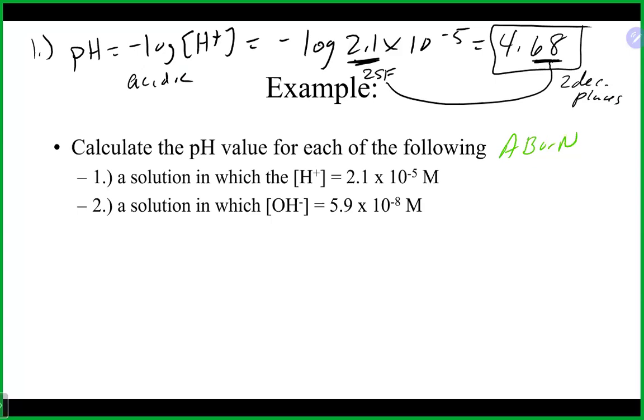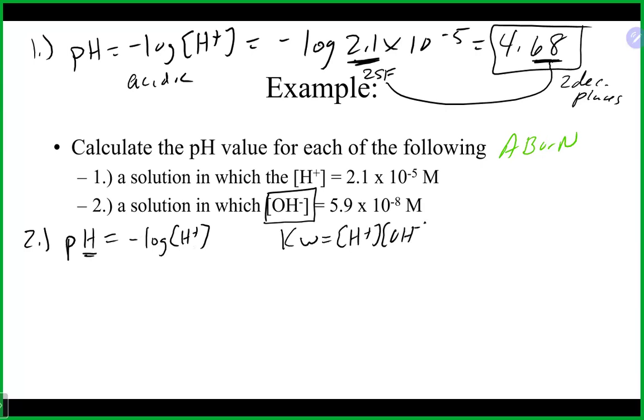Now, coming to number 2 here, we have the hydroxide concentration given to us, and we want the pH, which is equal to minus the log of the H plus concentration. Again, that tells you exactly what you need to calculate it. That means I need to get myself the H plus concentration, so I could use my KW, my H plus and my OH minus, as we used earlier, 1 times 10 to the minus 14. And if I solve for my H plus, it will equal my 1 times 10 to the minus 14 divided by my OH minus, 5.9 times 10 to the minus 8.